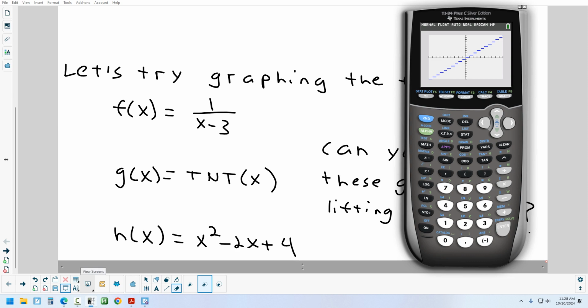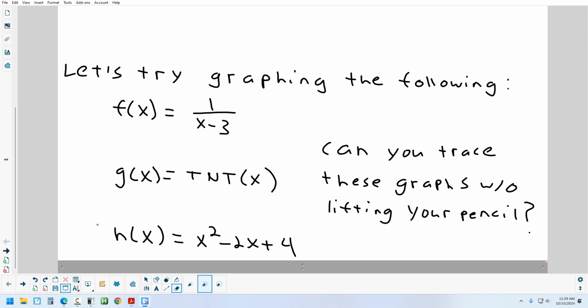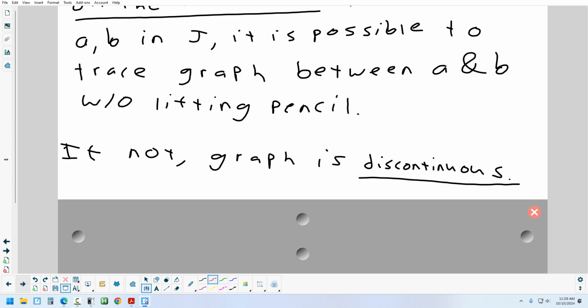Okay, now look at this one. X squared minus 2x plus 4. When I draw this one, do I have to lift my pencil to draw that shape? No, that one's different. So we're going to talk about what that means then. How would we describe the first two compared to the last two? Or the first two versus the last one?